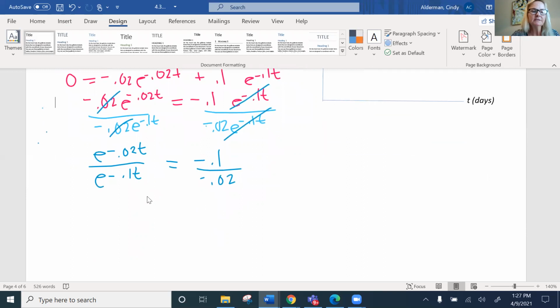Now, if I use the quotient rule for exponents, I can rewrite that side as e to the negative 0.02t minus a negative 0.1t. And if I simplify negative 0.1 divided by negative 0.02, I'm going to get the number 5. So if I simplify this, negative 0.02t minus the negative is plus, right? So really it's negative 0.02t plus 0.1t, which gives you e to the 0.08t.